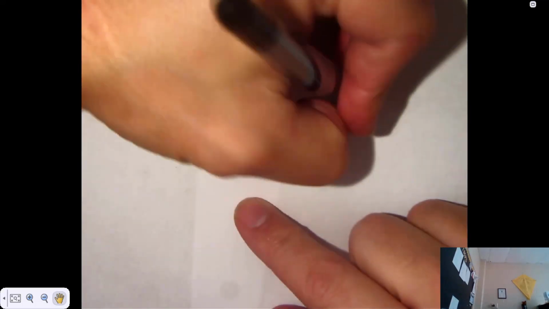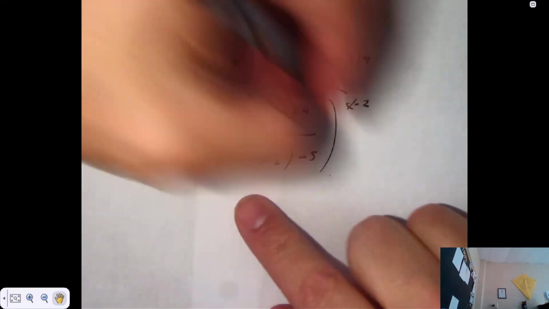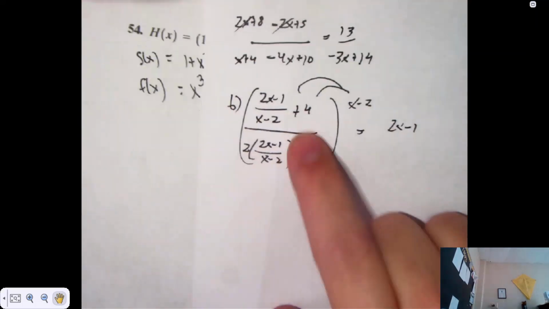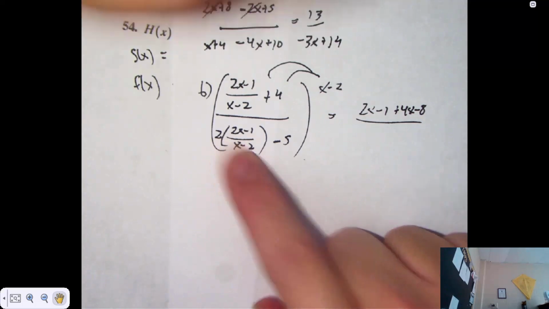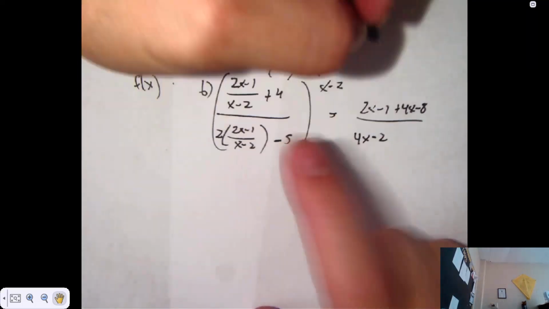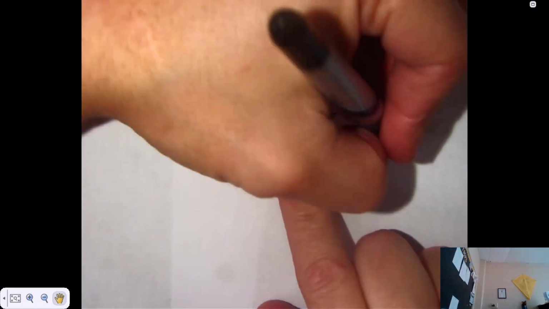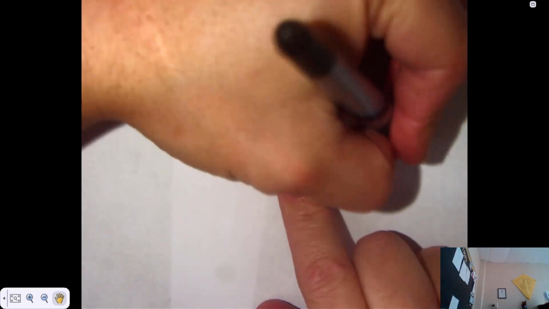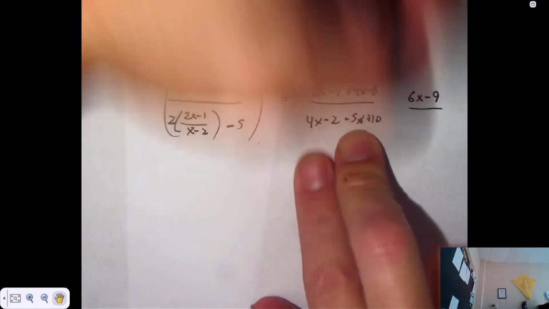Or we can do it the long way. X minus 2's cancel. 4 times x minus 2 is plus 4x minus 8. Down low, the x minus 2's cancel. Twice 2x minus 1 is 4x minus 2. And the x minus 2's do not cancel, so negative 5x plus 10. Combine your likes, you'll have 6x minus 9 up top. You'll have a negative x plus 8 down low.